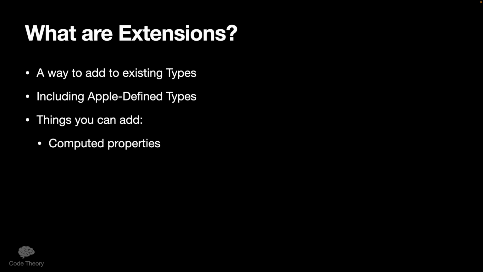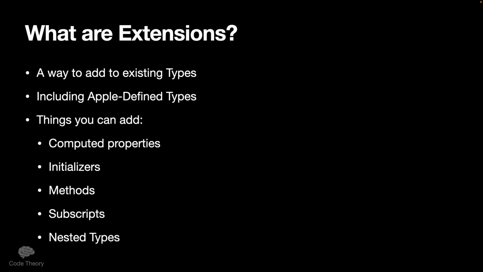So you can add with extensions computed properties. You can add initializers. You can add methods. You can add subscripts. And you can add nested types. Note, you cannot add stored properties. Stored properties are a no-no. You're not allowed to add them with extensions, okay?